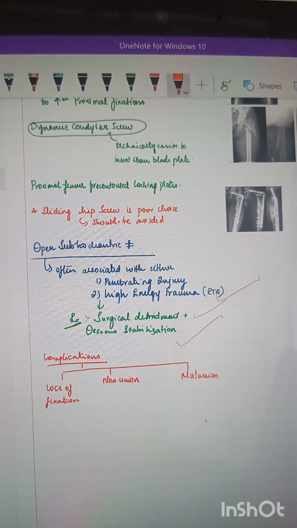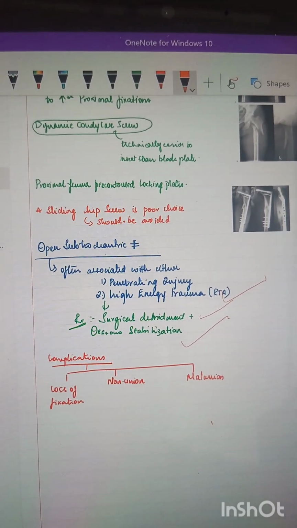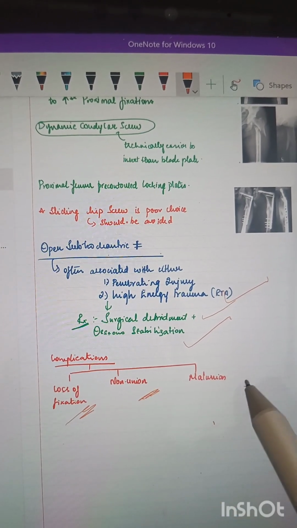Next comes complications of subtrochanteric fractures. Complications of subtrochanteric fractures include loss of fixation, non-union as well as malunion.